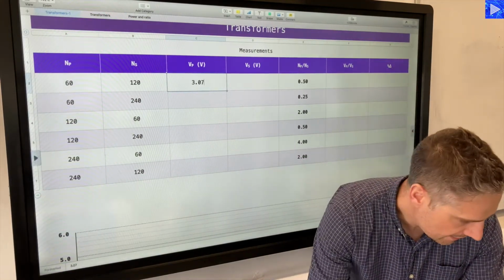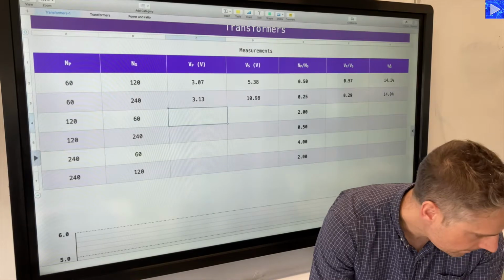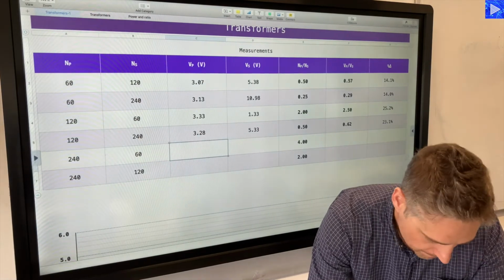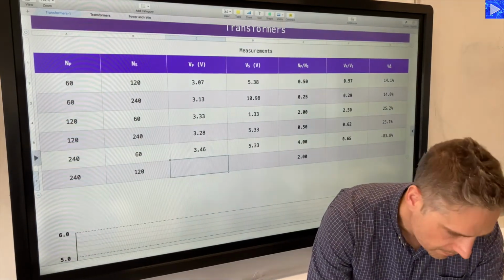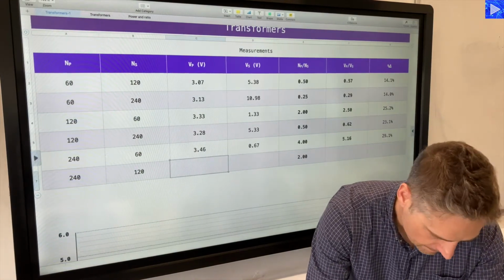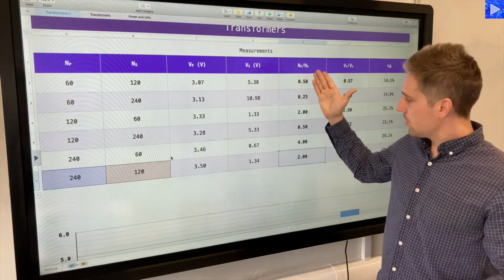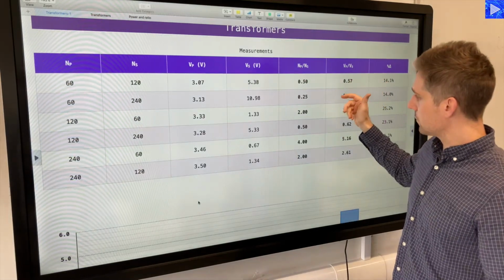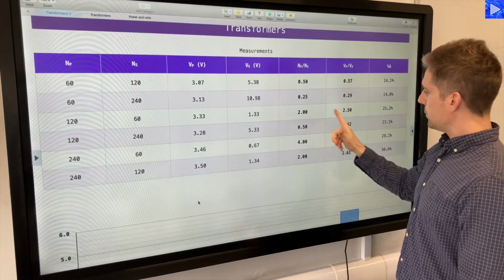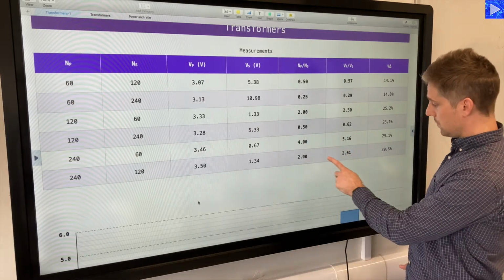Right, so we've got 3.07. All right, there we go. So remember, these are our benchmark ratios that we want to compare the potential difference ratios to. So we've got 0.5, 0.57, 0.25, 0.29, 2, 2.5, 0.5, 0.62, 4, 5.16, 2, 2.61.